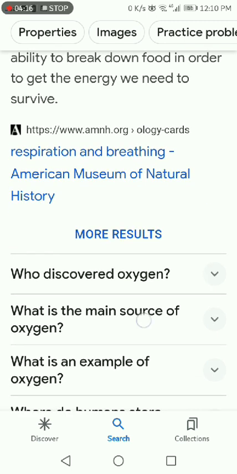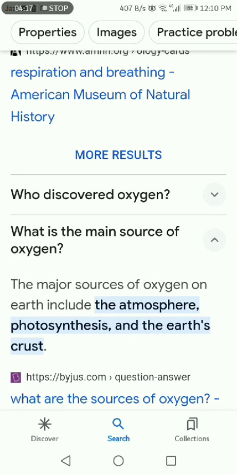What is the main source of oxygen? The major sources of oxygen are the Earth, including the atmosphere, photosynthesis, and the Earth's crust.